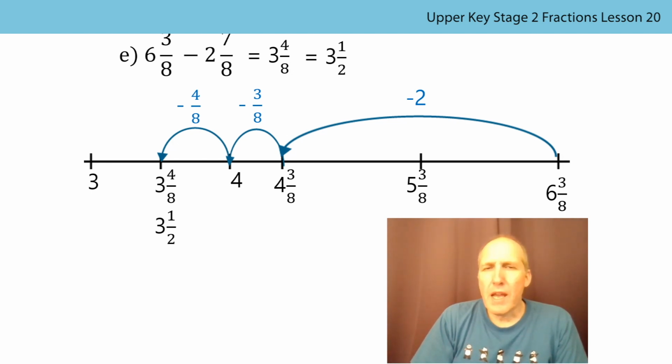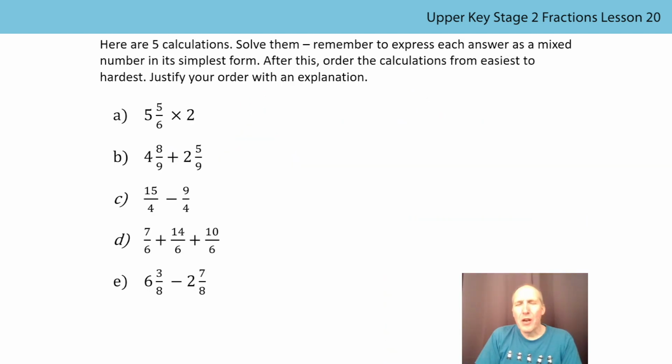Now that we know that the answer is 3 1/2, I think you could try some of your own subtraction strategies to see if you can find another method for doing this question. Maybe even a more efficient one. Okay, so here are our answers. Which calculation did you choose as the easiest? They all needed some thinking about.